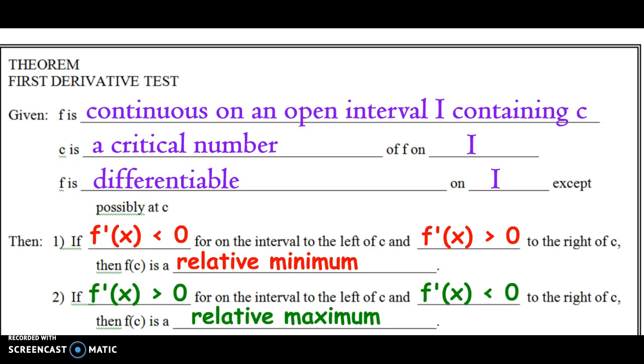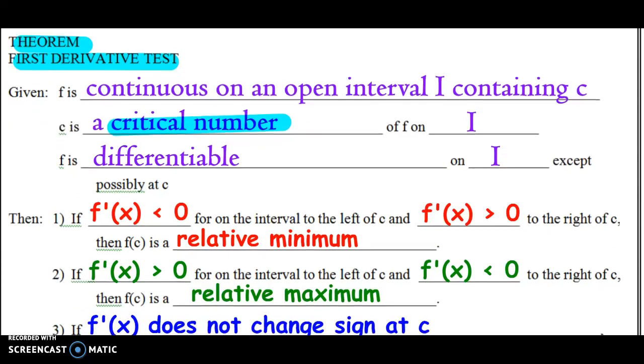All right, more theorems. Okay, so here's where we get to the first derivative test. Yay! Okay, we can do this. Given that f is continuous on an open interval I containing c, c is a critical number of f on I. What does it mean to be a critical number again? Oh yeah, that means that the derivative is either 0 or undefined at that point. Okay, and f is differentiable on I, except possibly at c. Then, if these three conditions are met, if f prime of x is less than 0 on the interval to the left of c, and f prime of x is greater than 0 to the right of c, then f of c is a relative minimum.